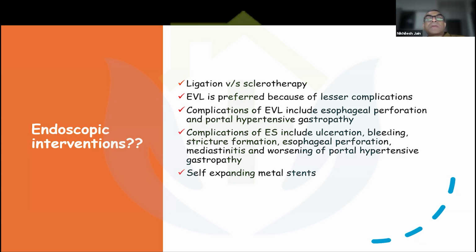When it comes to endoscopic interventions, ligation versus sclerotherapy, that is what may be asked. Ligation is preferred because of a lesser rate of complications. However, complications would include esophageal perforation and portal hypertensive gastropathy. Complications of endoscopy would also include ulceration and bleeding. Sclerotherapy will include ulceration, bleeding, stricture formation, esophageal perforation, mediastinitis, along with worsening of portal hypertensive gastropathy. Then you have self-expanding metal stents, which are finding their way into routine management for variceal upper GI bleeds now.